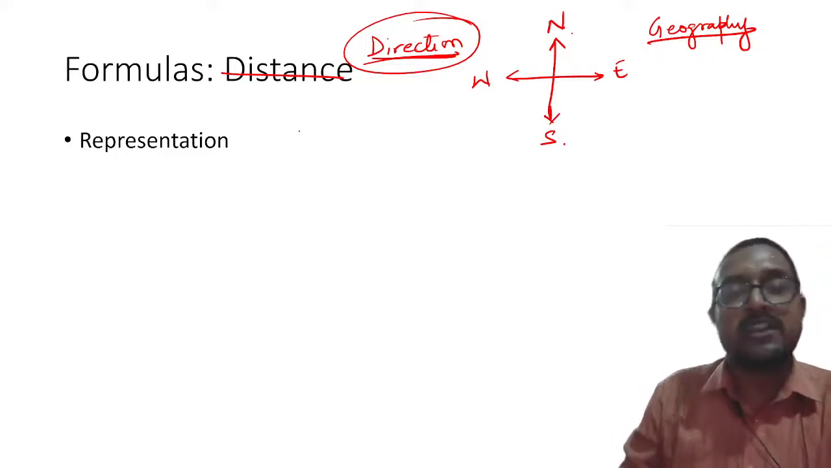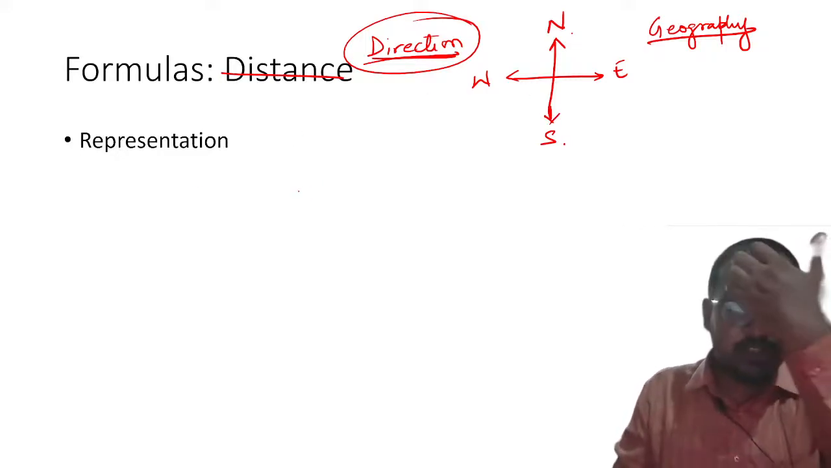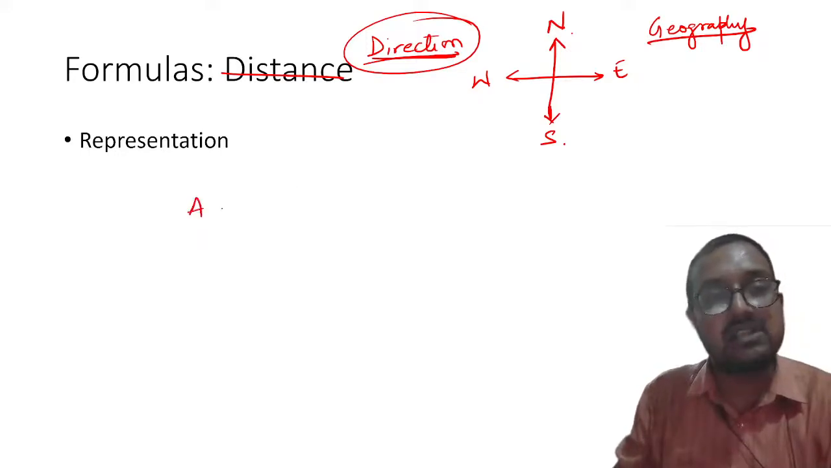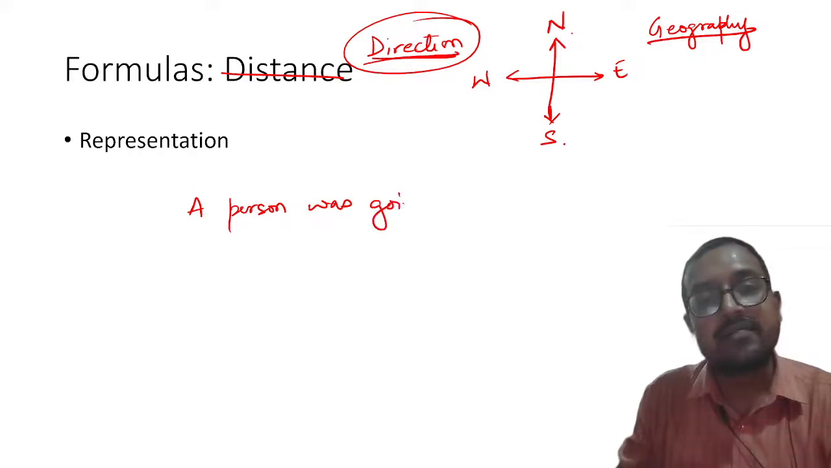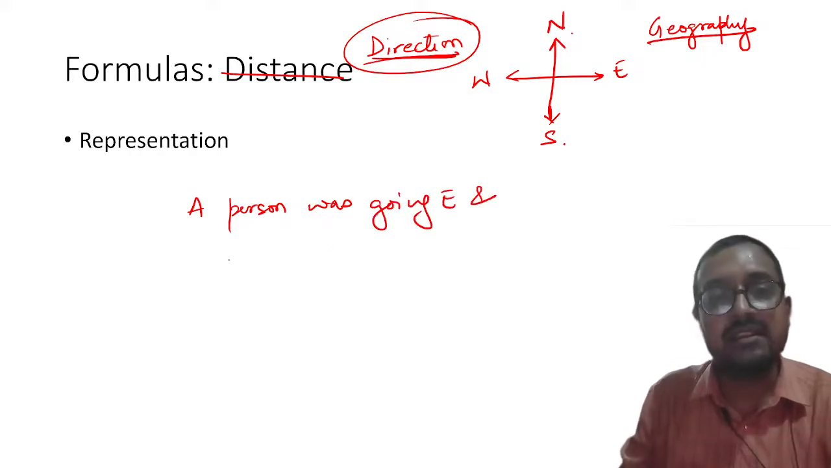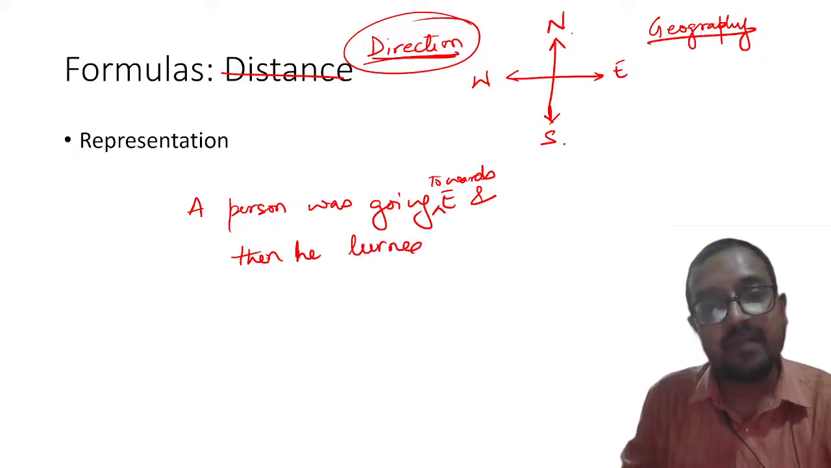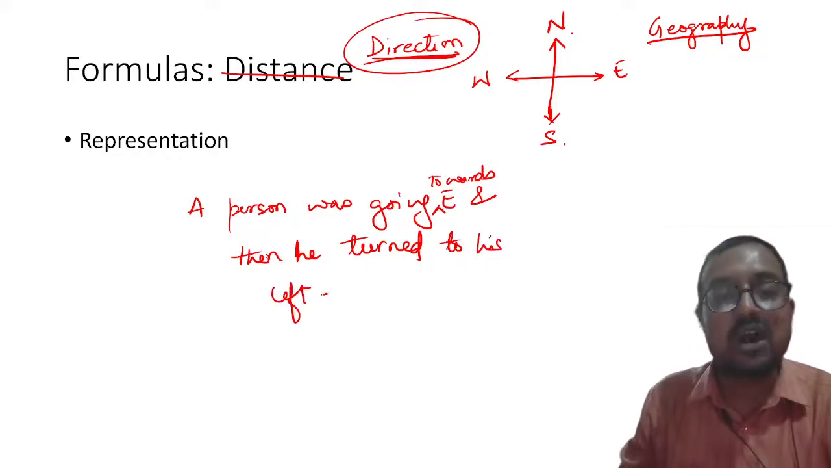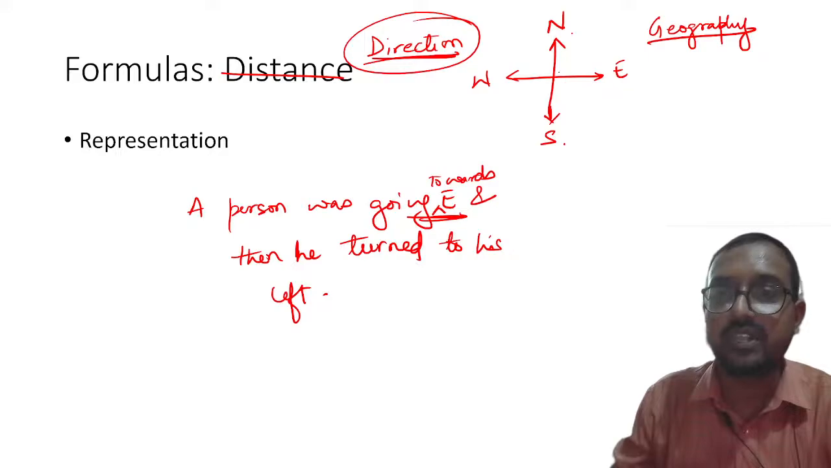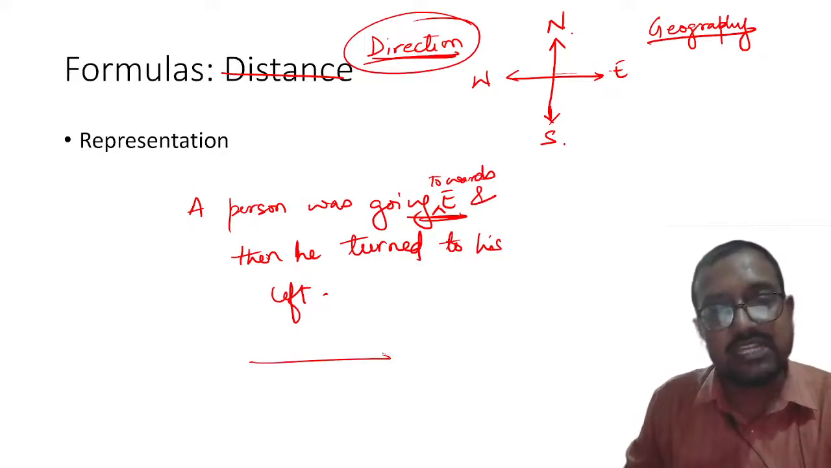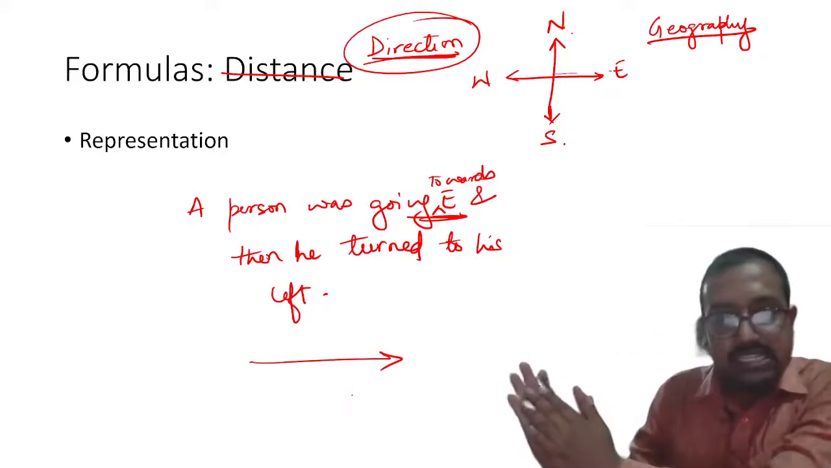Understood? Okay. Now my dear students, please remember, whenever someone says that a person was going to east, and then going towards east, he turned to his left. My dear students, how to tackle this? See, east, you all understand that this will be the direction. So let me draw this direction like this. So the person is going in the east direction.